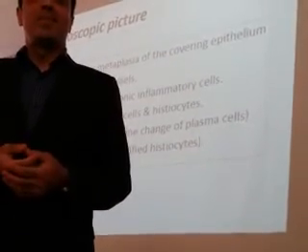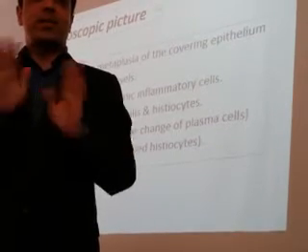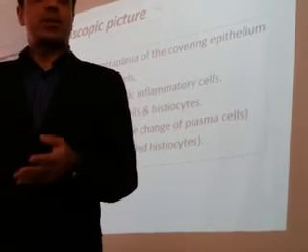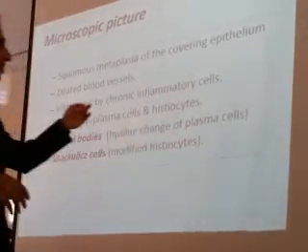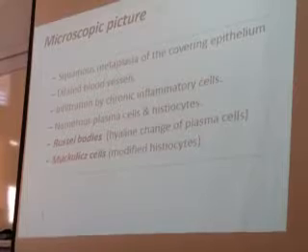Plasmacytoma. Multiple myeloma also you can find. You know, plasma cell disorders are multiple myeloma and plasmacytomas. So there you can find these Russell bodies in these plasma cells.